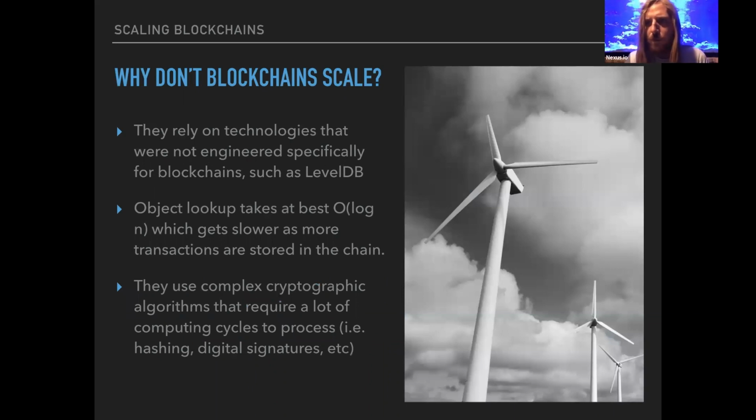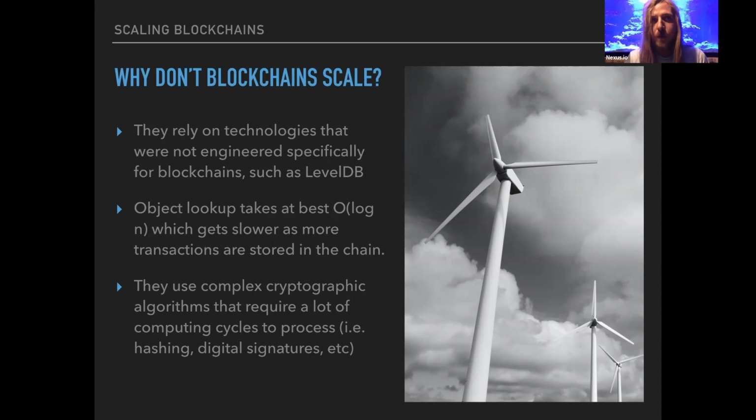So why don't blockchains scale? Because they rely on technologies that were not engineered specifically for blockchains, such as Google's LevelDB, which we'll get into in more detail on one of the next slides. Essentially, LevelDB was designed as a storage engine that could handle petabytes worth of data, really large data sets. It does this through log structured merge trees, which are appended on top of sorted string tables, where you sort a bunch of tables and then find the right table through a log structured tree, and so on.